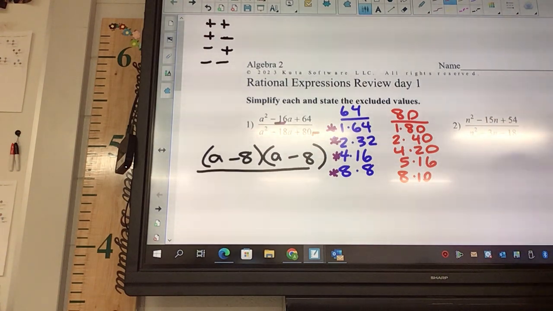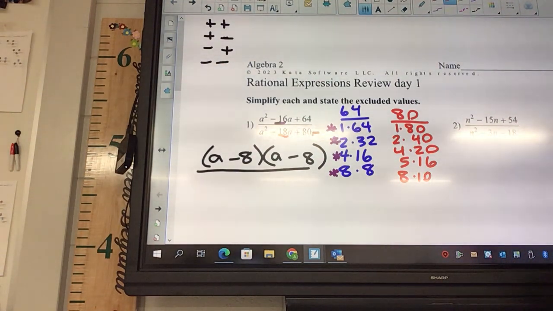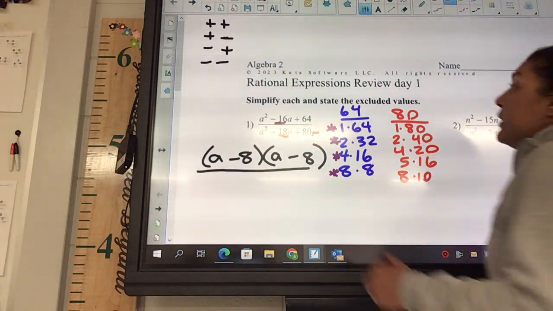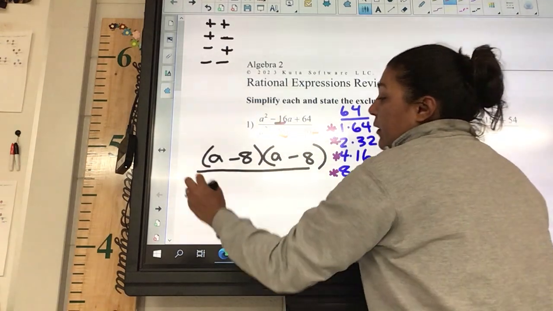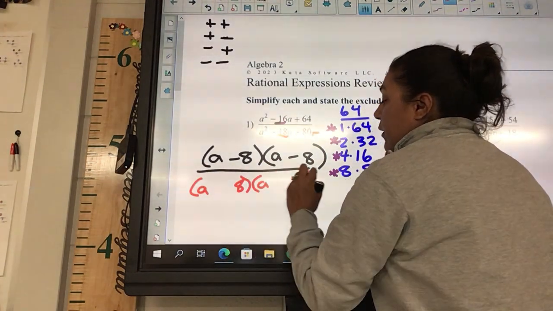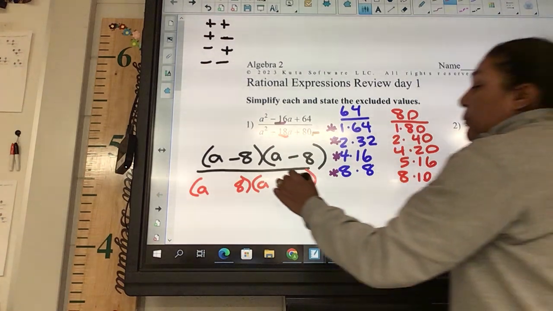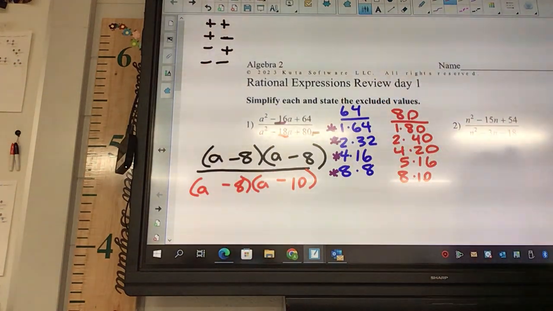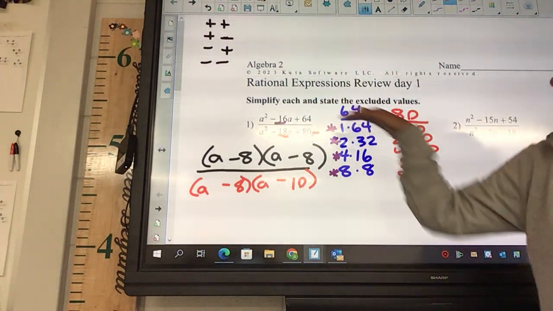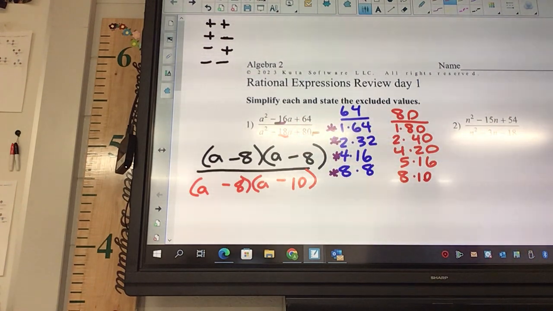With these, I need something to add or subtract that gives me an 18. What can I get an 18 with? Negative 8 minus 10. 8 and 10. How can I get a negative 18? Minus, minus. So far, we've already done this. We factored the top, we factored the bottom. That's nothing new. We've done this previously.